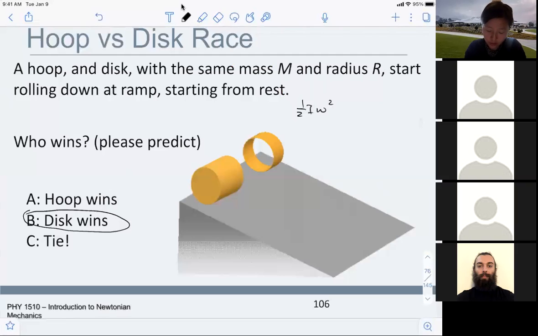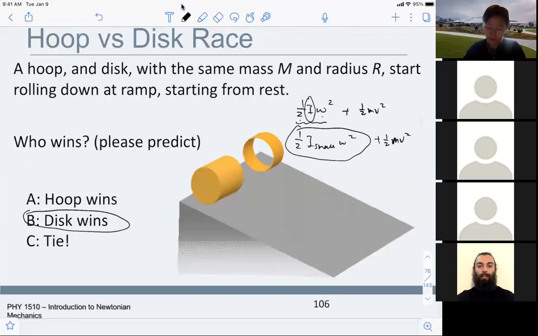Yes, very good. Thank you, Juan. I'm glad that the previous question helped you to answer this correctly. The ring will have a bigger I, so the ring will use more of its energy to rotate itself, whereas the disk has a smaller I, so it doesn't need to spend all that much energy on rotation. That gives it more energy to be used on translation, given that the rotation plus the translation is going to be a fixed amount to begin with. Very good. Excellent.